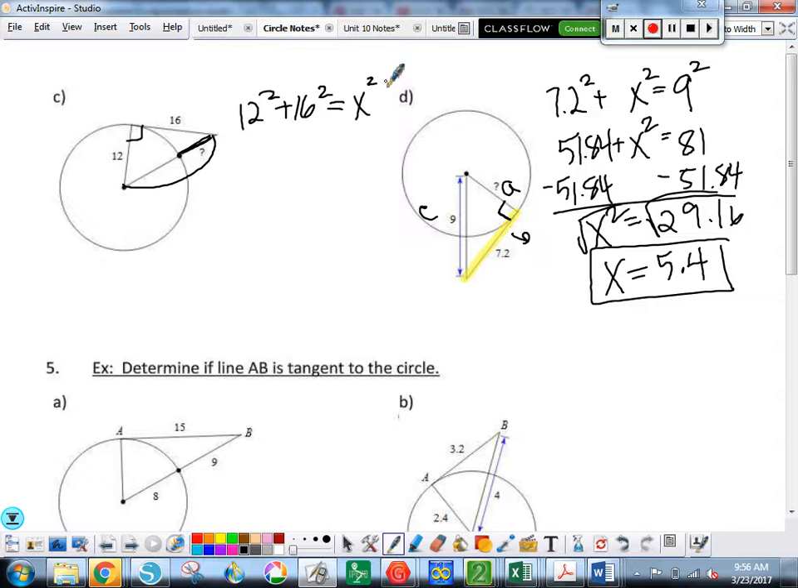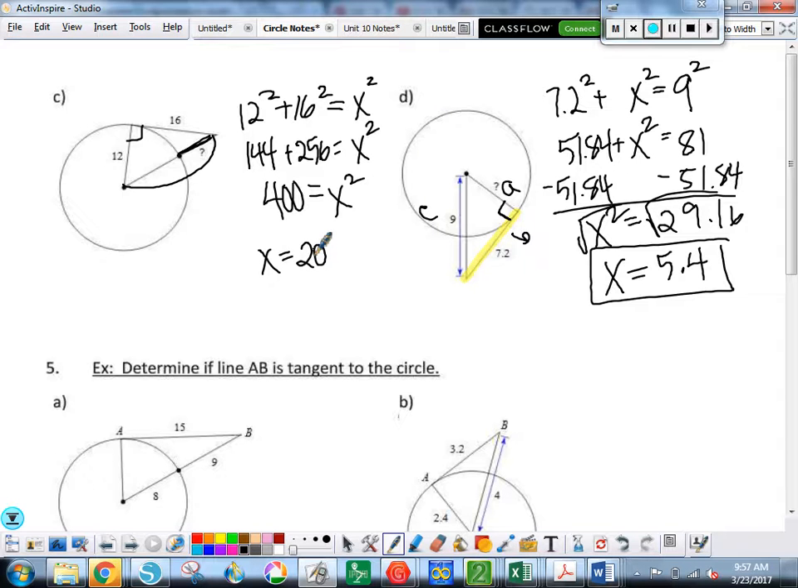12 squared is 144 plus 256. We had a 12, 16 something on our list. Did you write down the list? I don't know. 400 equals x squared. Take the square root, x equals 20. But that's not the x we're looking for.